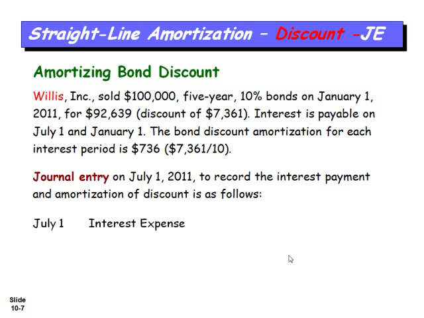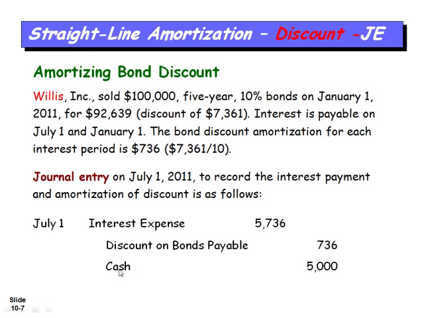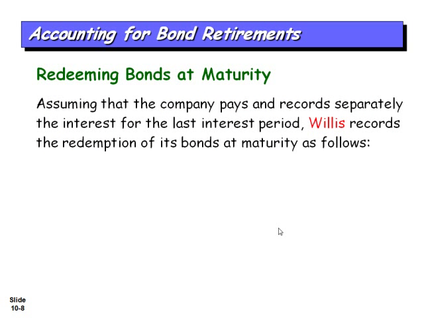Okay, so what's the journal entry for this? As I said, the cash paid to the bondholder does not change whether I issue the bond at face value, discount, or premium. Cash goes out to the bondholders. The 736 is my write-off amount, and the 5,736 is the total interest, because that bond cost us more because we didn't get as much money for it. Interest is higher when you sell at discount.